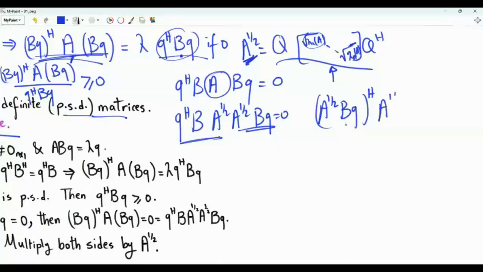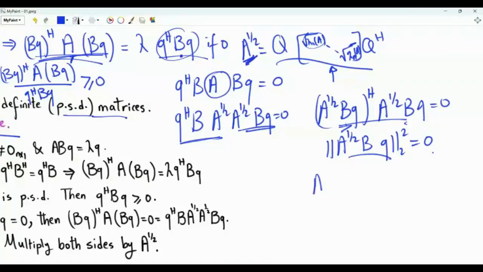This here is A to the 1/2 BQ. So we have a vector Hermitian times a vector equal to 0. This is the L2 norm squared of the vector. Vector norms are defined such that the norm is 0 if and only if the vector itself is the all 0 vector. So A to the 1/2 BQ is 0, n by 1.